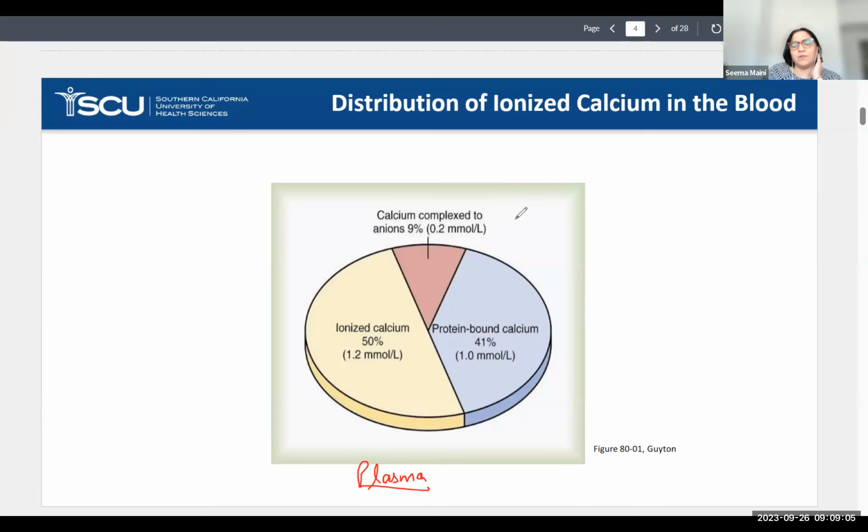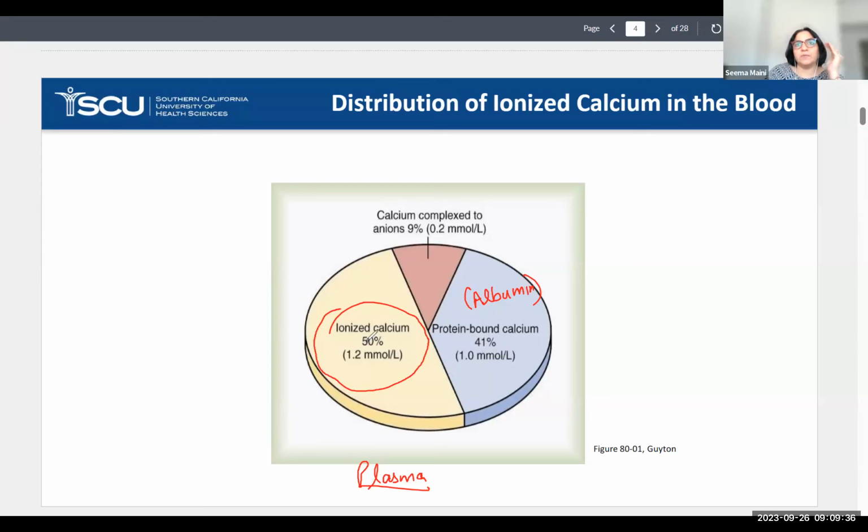The principal anion for calcium ion is phosphate. So calcium phosphate salts, that is 9% of calcium, exists in the form of calcium salts. 41% is bound to the proteins, principally bound to albumin. 50% is ionized calcium, and this is the calcium we are concerned about. This is the active form of calcium ions in the plasma.